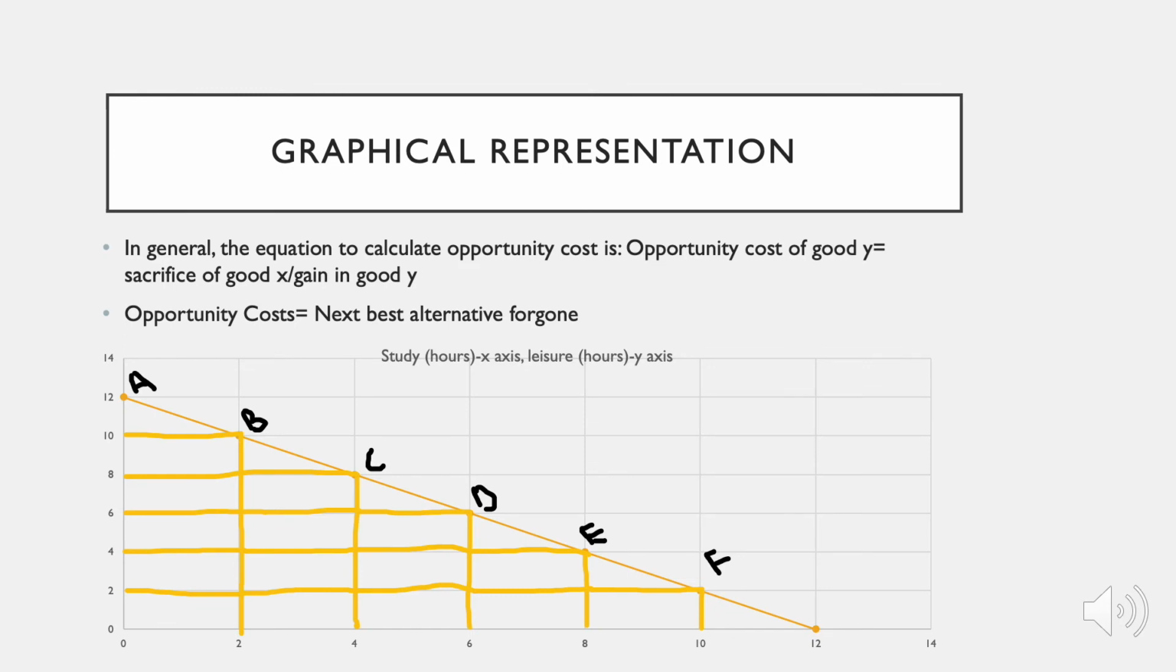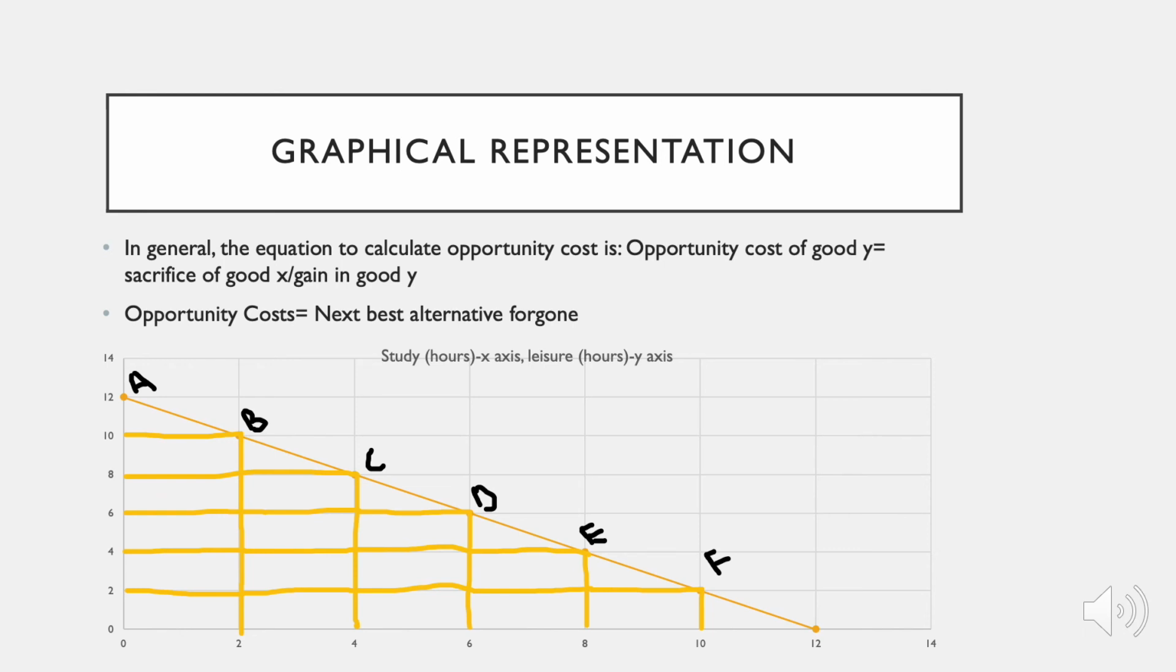This is the graphical representation of the same. It shows the different combinations of choices in study and leisure time faced by the consumer. He can spend the 12 hours either in leisure or in studies, as represented by A and F, and the other combinations like 10-2, 8-4, 6-6, 4-8, etc., which are represented by B, C, D, and E.